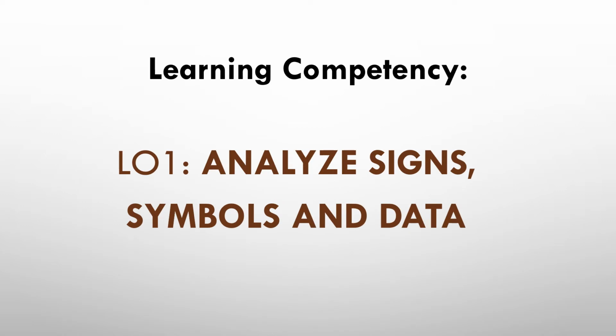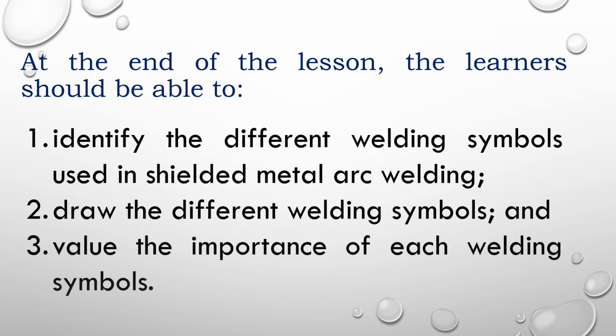Our learning competency for today's lesson is Analyze Signs, Symbols, and Data. At the end of the lesson, the learner should be able to: number 1, identify the different welding symbols used in shielded metal arc welding; number 2, draw the different welding symbols; and number 3, value the importance of each welding symbol.